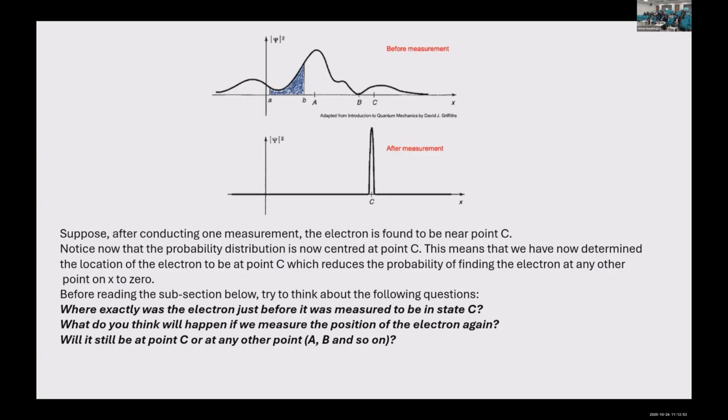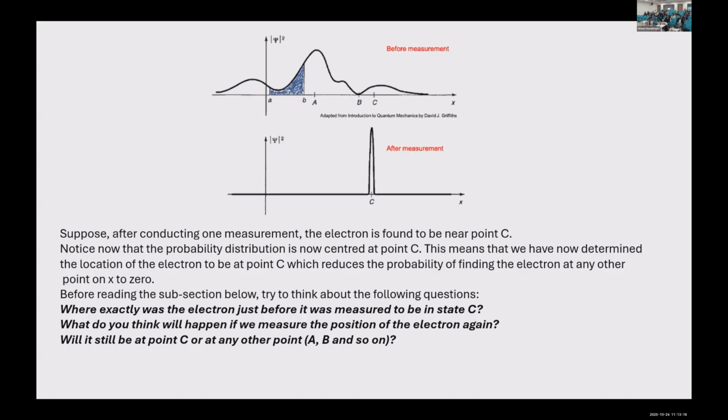So the electron was in that area, or any area under that curve, and it has a possibility to be at point C before the measurement. After we measure, we break the superposition of position and we know that it's in state C.